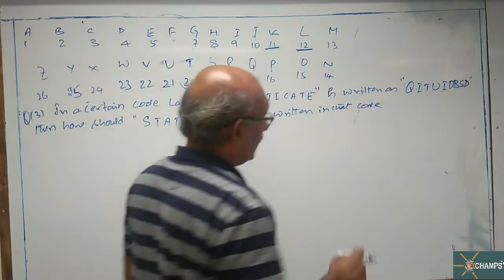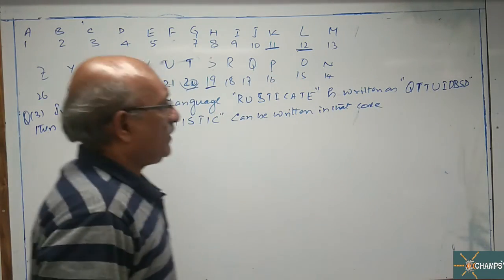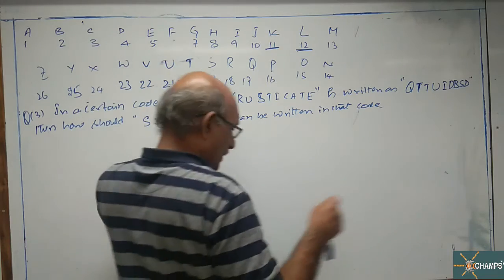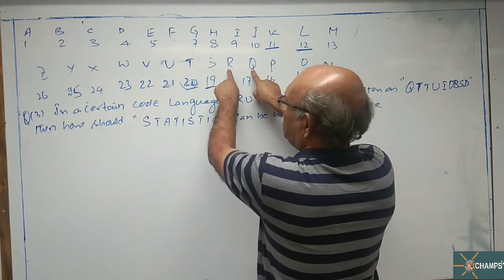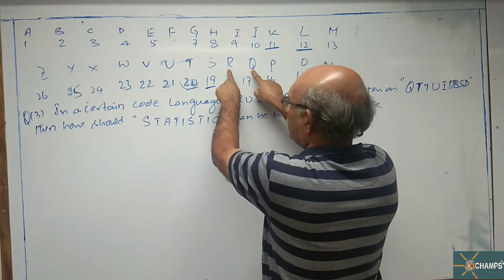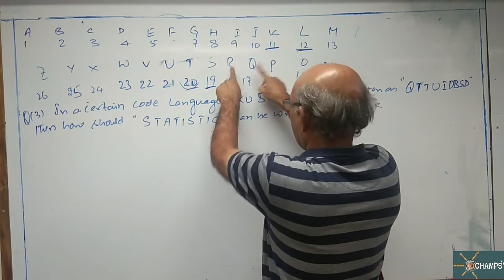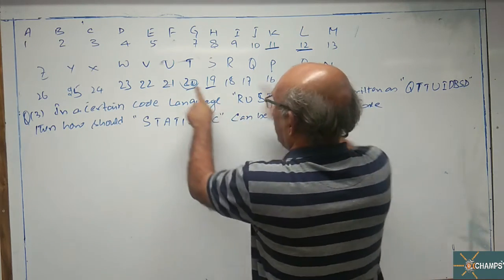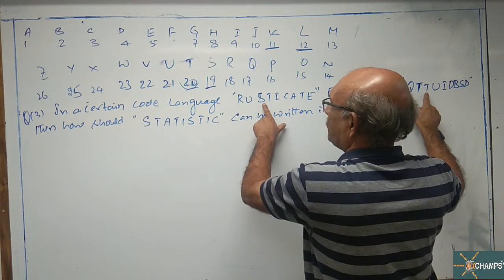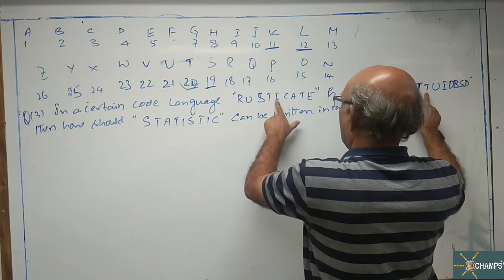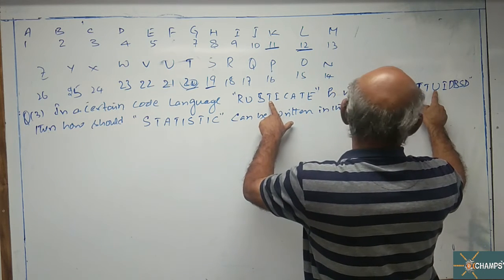So this is not I, sir. QT. Now look at this. R and U. R and Q are two adjacent letters in the order, if you write the alphabets. U and T are adjacent letters. S and T are adjacent letters. Then T and U are adjacent letters.